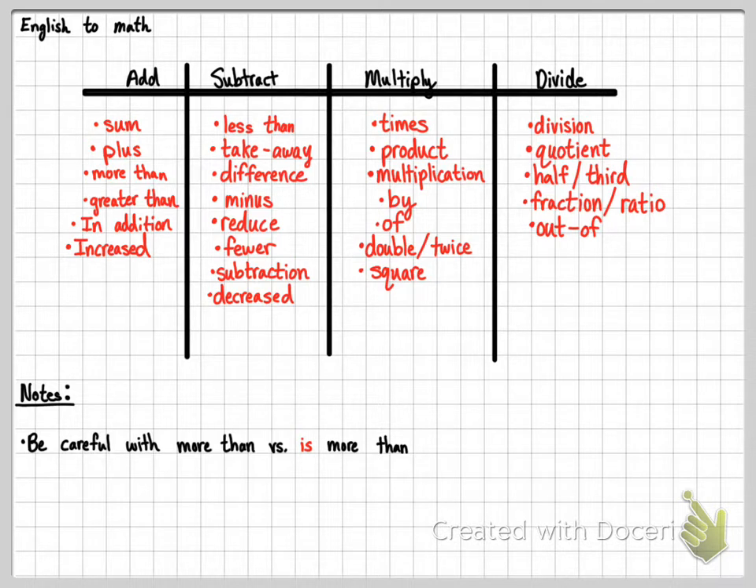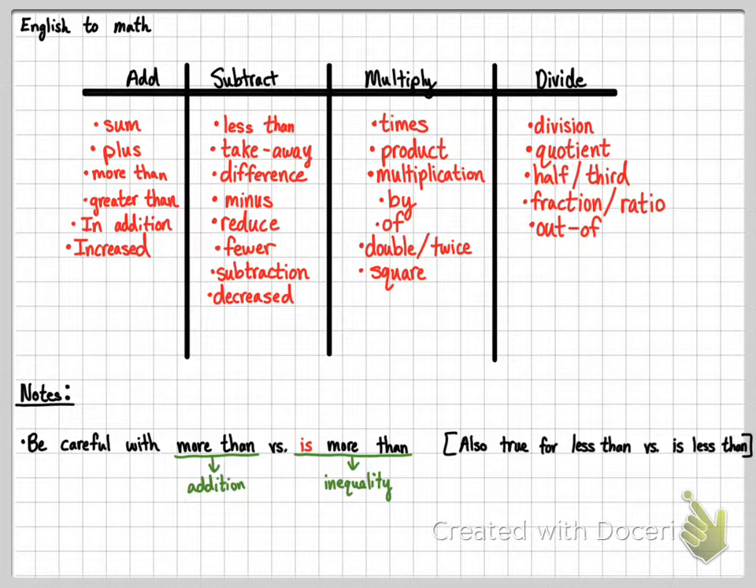Here's some notes though. Be careful with more than versus is more than. More than is up here. This is more than. More than is addition. It's under the addition part. Is more than is an inequality. That "is" makes all the difference. So more than means add. Is more than means it's going to be an inequality, okay?